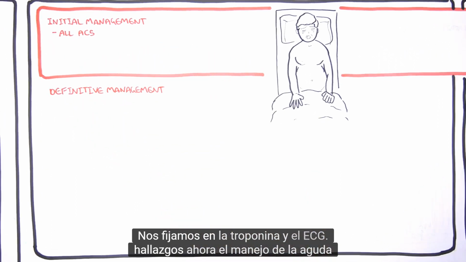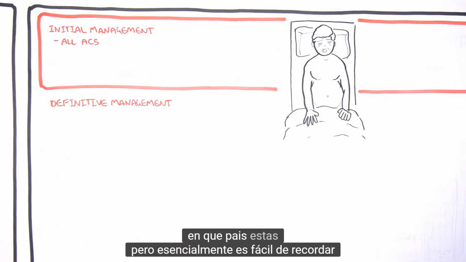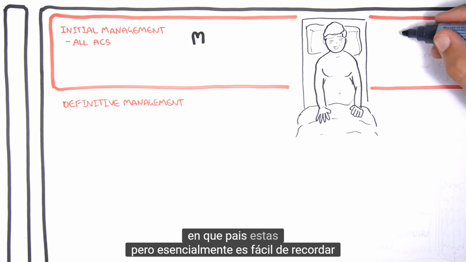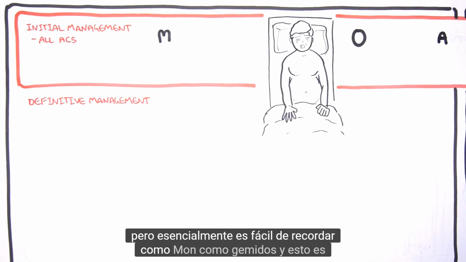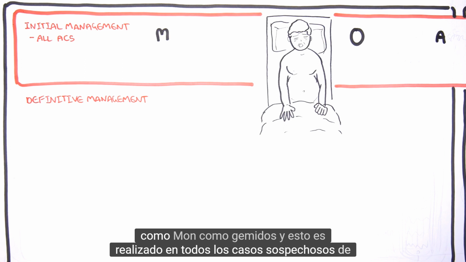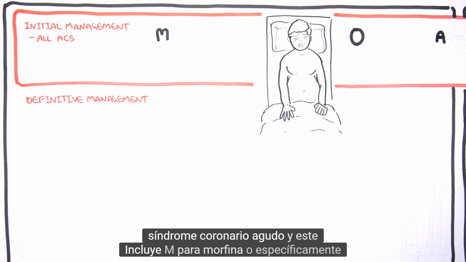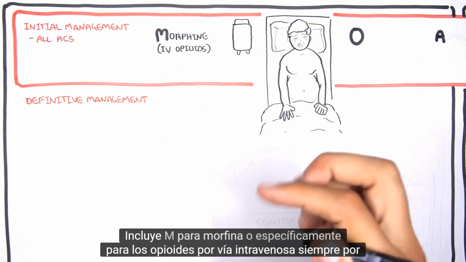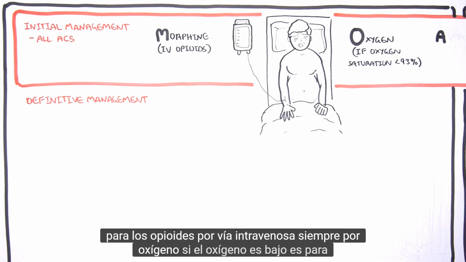Now, the management of acute coronary syndrome may differ depending on what country you're in, but essentially, it's easily remembered as MONA, such as moaning. And this is performed on all suspected cases of acute coronary syndrome. And this includes M for morphine, or specifically for opioids, intravenously. O is for oxygen, if the oxygen is low.